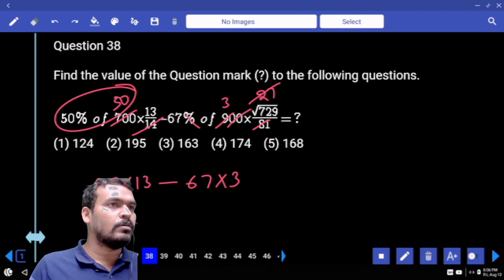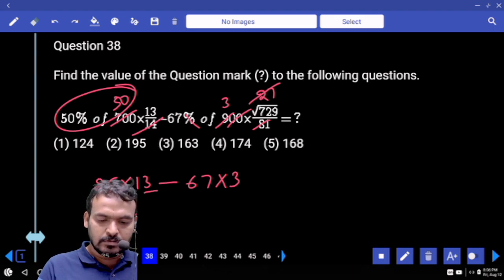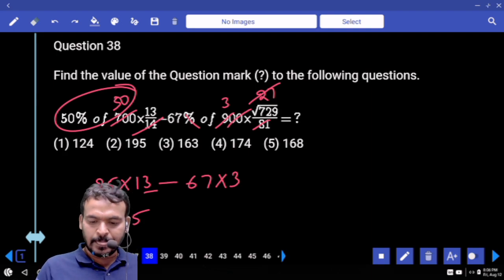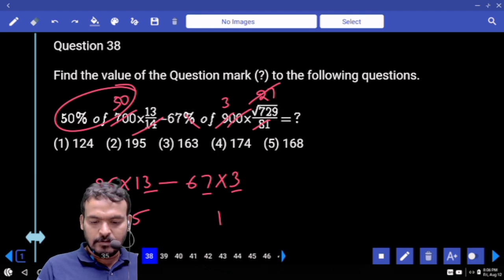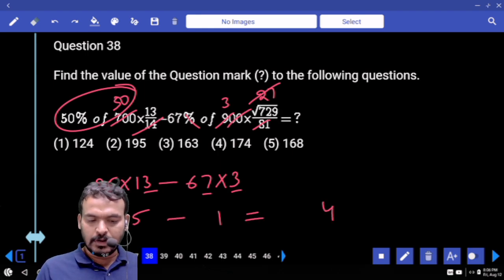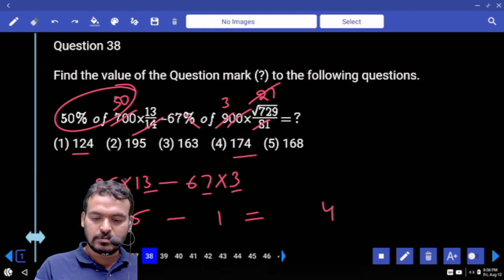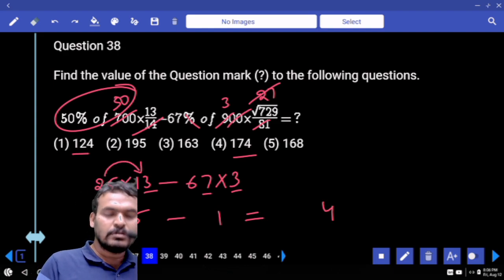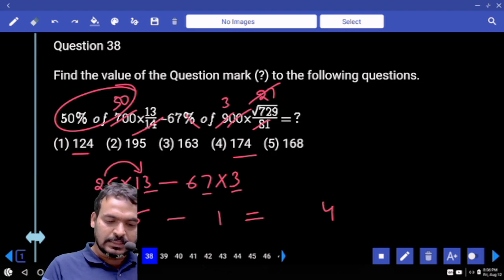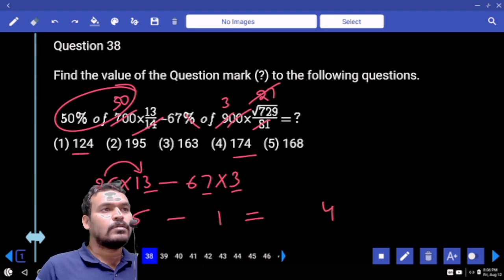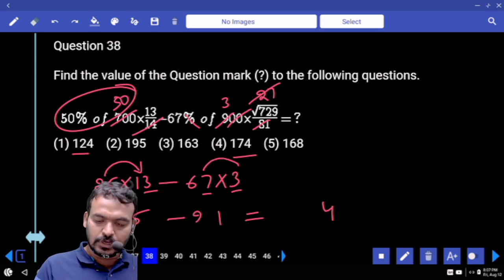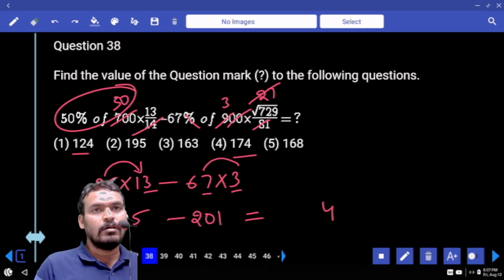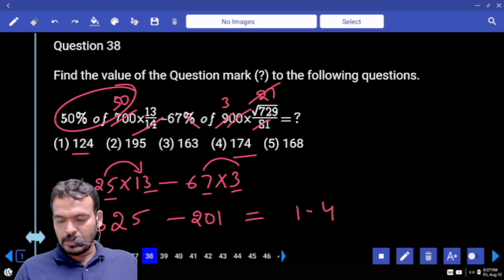Verify the units position. 5 threes are how much? 15, or 5. 7 threes are how much? 21. Ends with 1. 5 minus 1, 4. Ends with 4. But how many options? 2 options are not. Okay. 25 into how much? 13. It is 325. 67 into 3, 201. What is the difference? 124.